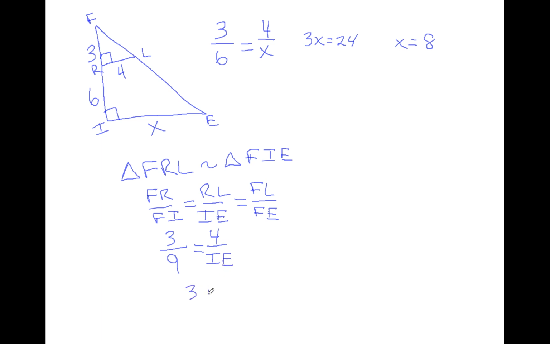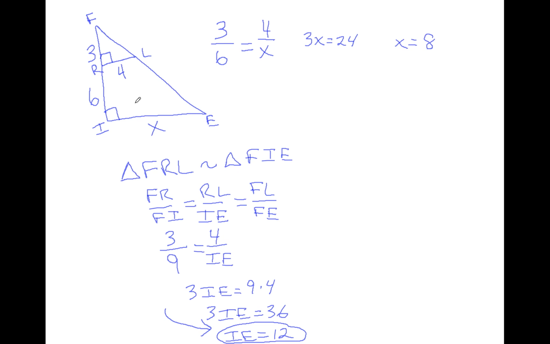So I have 3 IE equals 9 times 4. 3 IE equals 36. So IE is equal to 12. So you have two answers here. You have IE is 12, and up here you have x is 8, and x was IE. Okay, so which one's correct? Well, the correct one is going to be this one down here, because this was not side splitting.